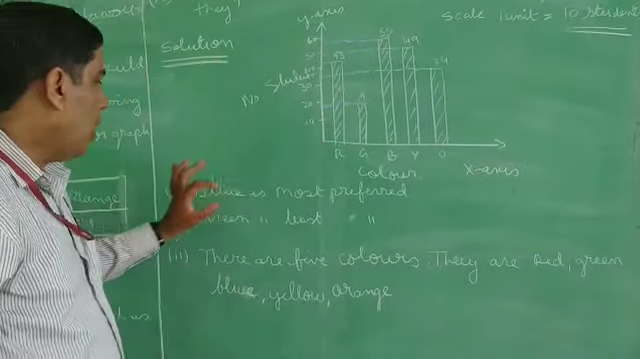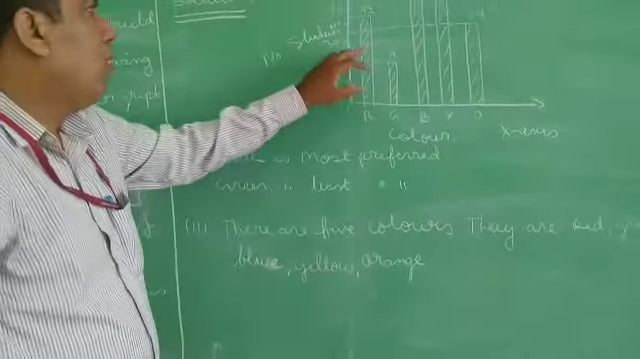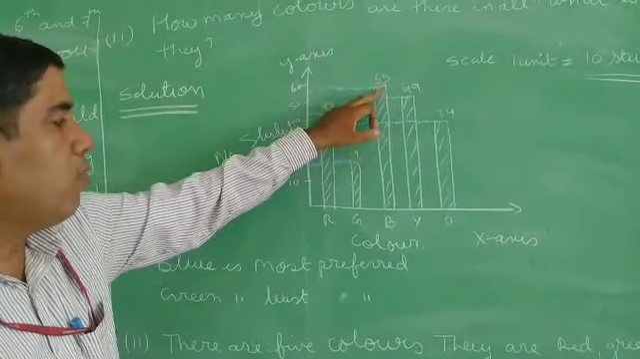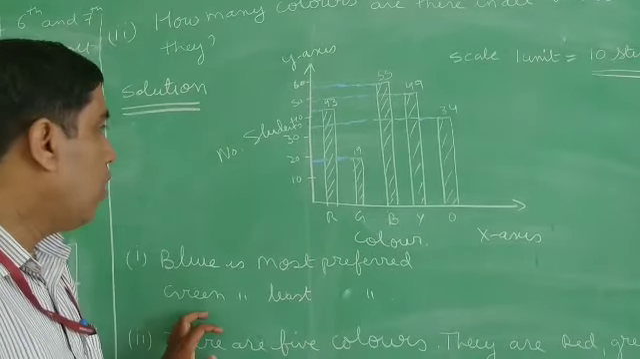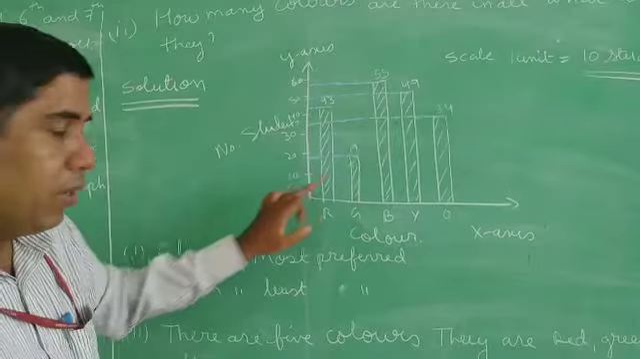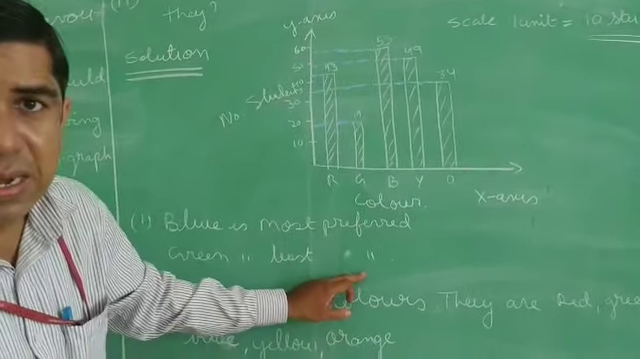Now I come to the question that is asked here. Which is the most preferred color? So blue is the most. You can see how? This number, 55, is the highest one. So blue is the most preferred. Now green is the least preferred. So where is the green? You can see here it is 19. So green is the least preferred color.